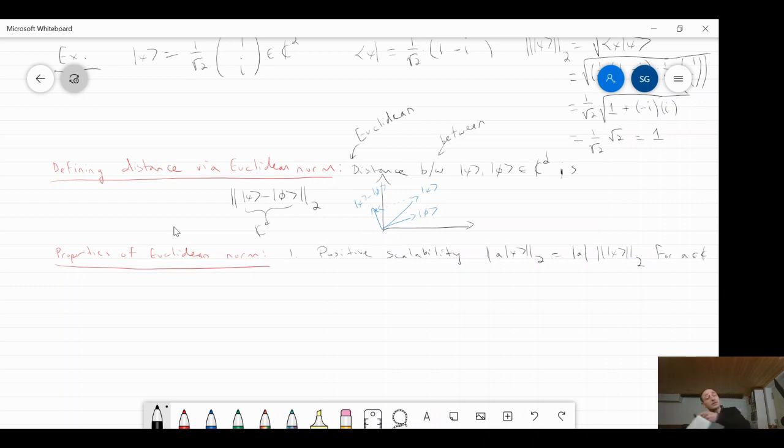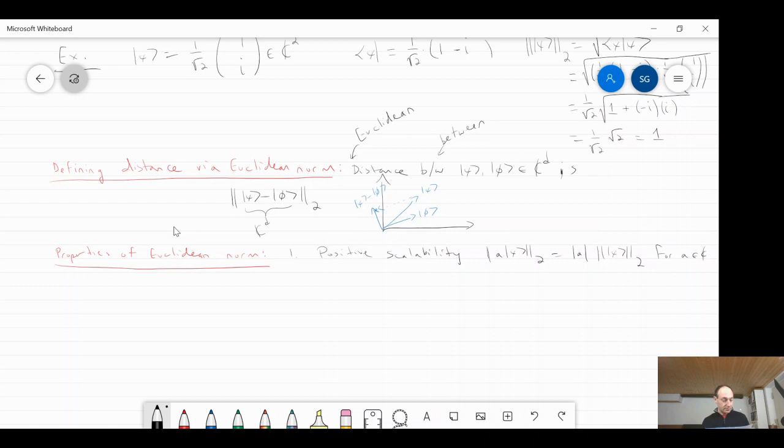And by the way, you should really think about these norms as just being higher dimensional generalizations of the absolute value function, right? Because the absolute value function has a similar property. If I take the absolute value of a times b for two real numbers a and b, that just equals the absolute value of a times the absolute value of b. Okay, and norms are generalizing this to higher dimensional objects.